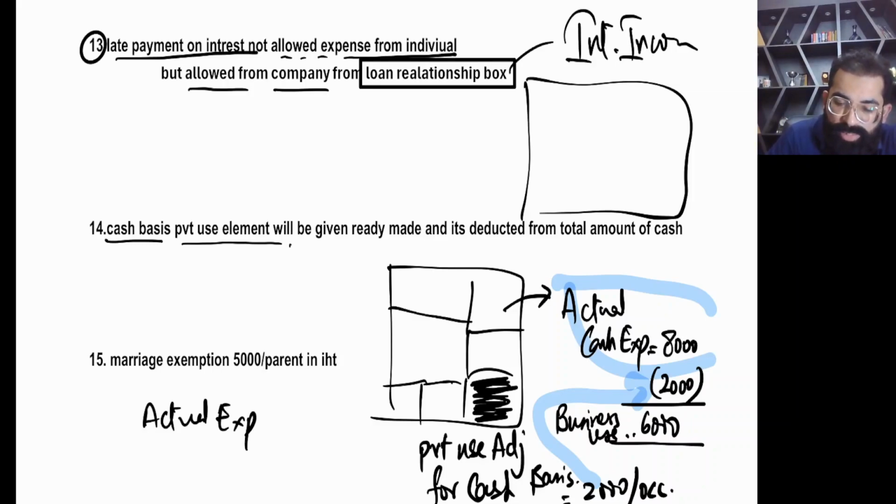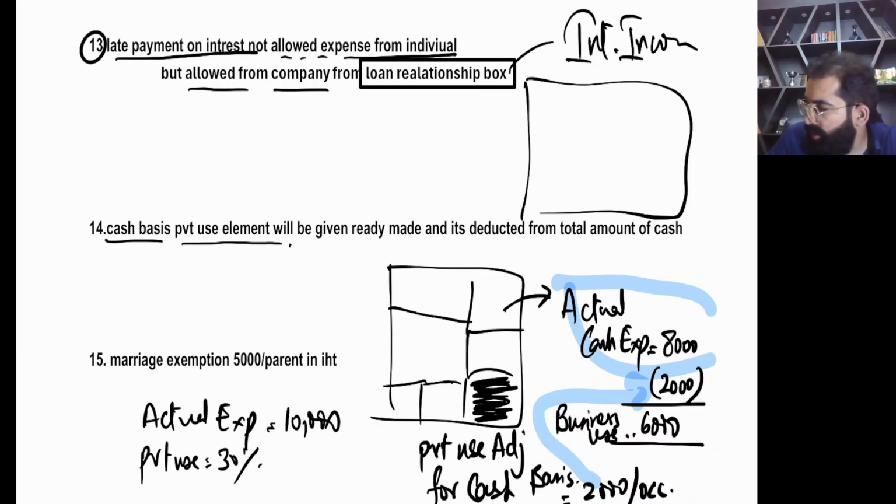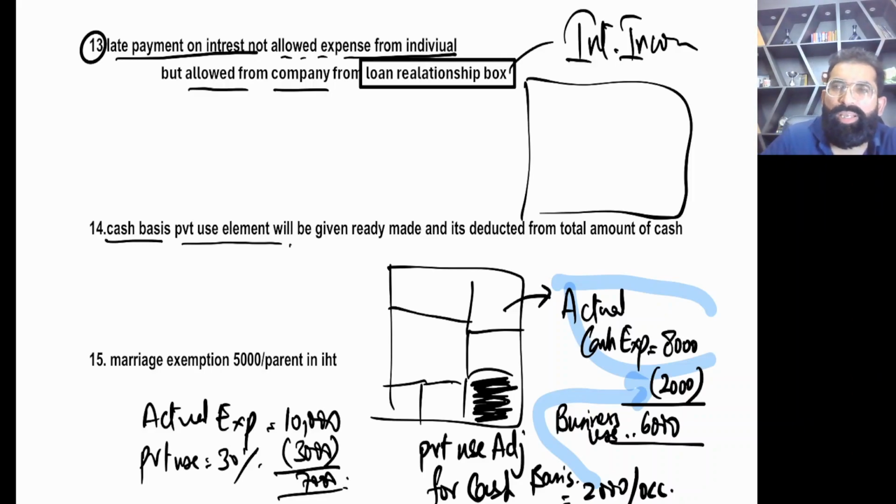Then they are saying, let us say private use is 30%. Sometimes they give you 30%. So actual expenses are 10,000 and 30% is the private use, so 3,000. So now 7,000 is allowed. Okay. So this is normal accrual basis. But in cash basis, you have to check first the actual cash expenses. Okay.